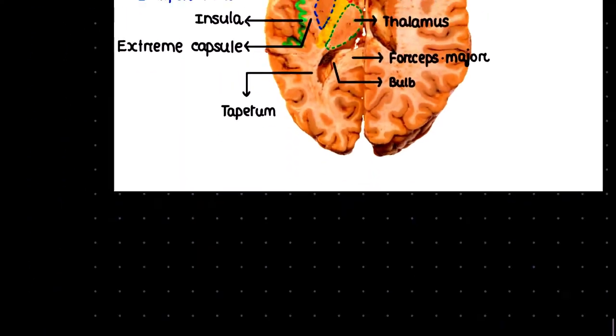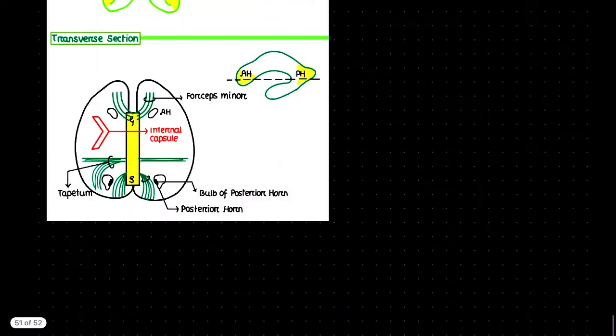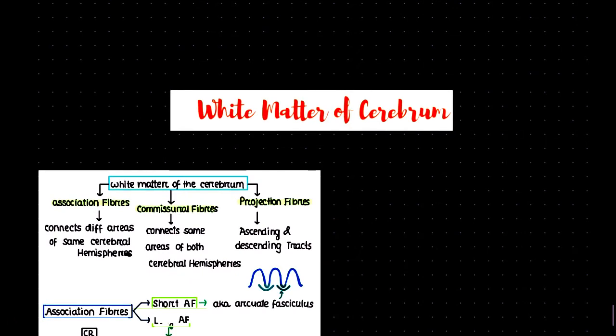So we showed the same thing right here. This was all about the first part of the white matter of the cerebrum. In detail, we will learn about the internal capsule in the next lecture.